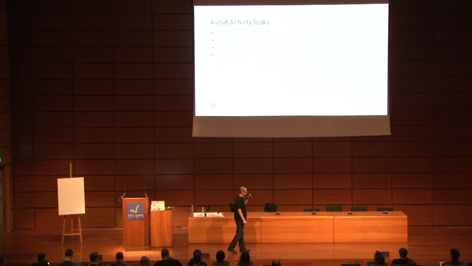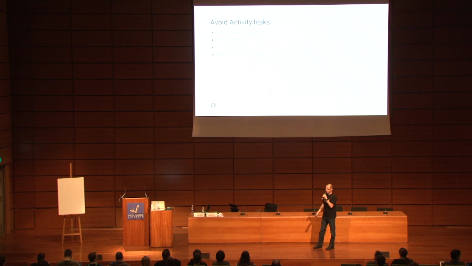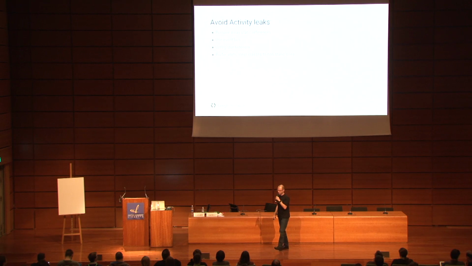So, what can we do to avoid activity leaks? The first thing is please remove the static references. Use an event bus. It's really useful when you want to decouple senders from receivers. Don't forget to unregister listeners. And the fourth one is prefer static inner classes to non-static ones.